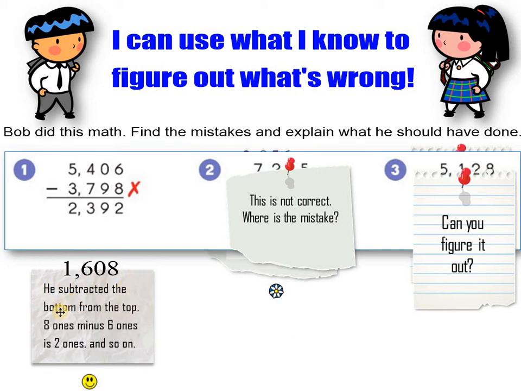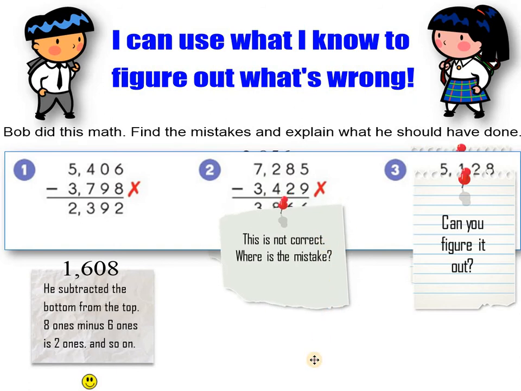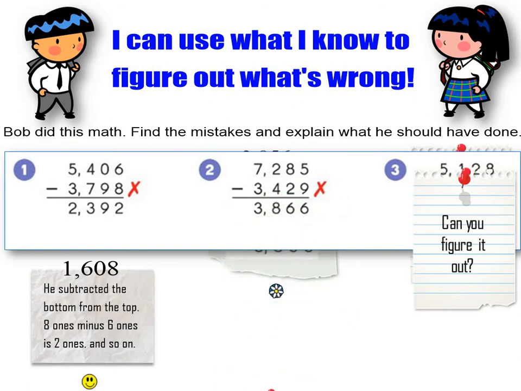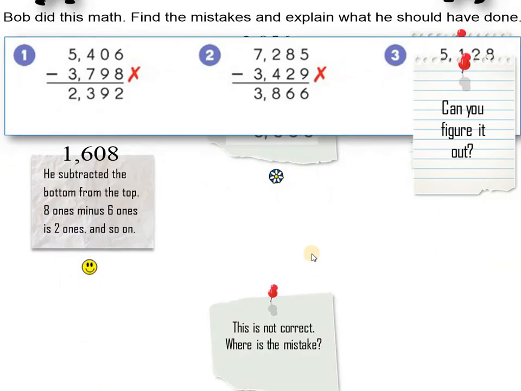He subtracted from the bottom from the top, which is the opposite of what we're supposed to do. So, for example, he started with the 8 ones, and he subtracted 6 ones and got 2 ones. 9 minus 0, and so on. All right, I want you to work on number 2. See if you can figure out the correct answer and what mistake he made.